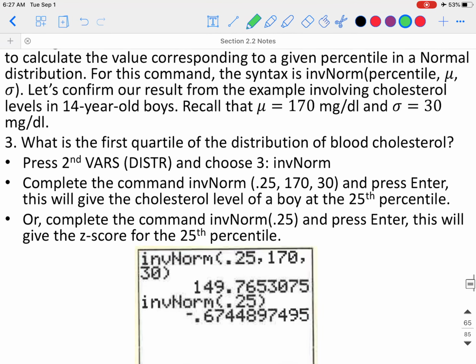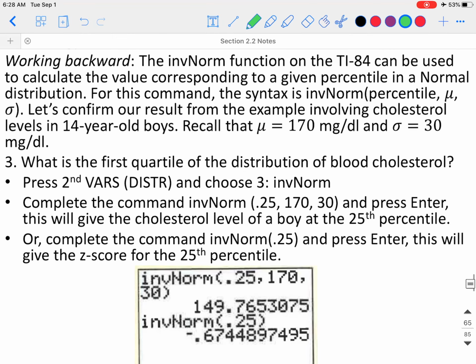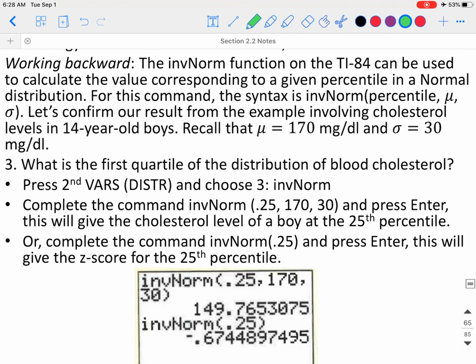Now, because on the last one we had to work backwards, we can work backwards on the calculator. To do this, we are going to do the invNorm. So to do the invNorm, you are again going to hit second and vars, which is distribution, and choose option 3, which is invNorm. So this is the inverse of the normal distribution. Now we want to put in the percent or the area, so we're looking for an area of 0.25. We know our mean is 170 and our standard deviation is 30.